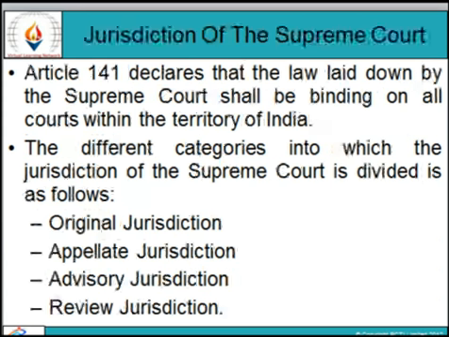Next topic is jurisdiction of the Supreme Court. Article 141 declares that the law laid down by the Supreme Court shall be binding on all courts within the territory of India. The different categories into which the jurisdiction of the Supreme Court is divided are as follows. These are original jurisdiction, appellate jurisdiction, advisory jurisdiction and review jurisdiction.